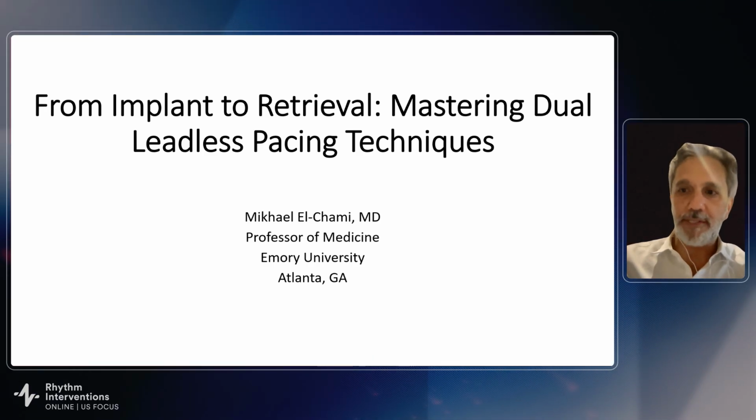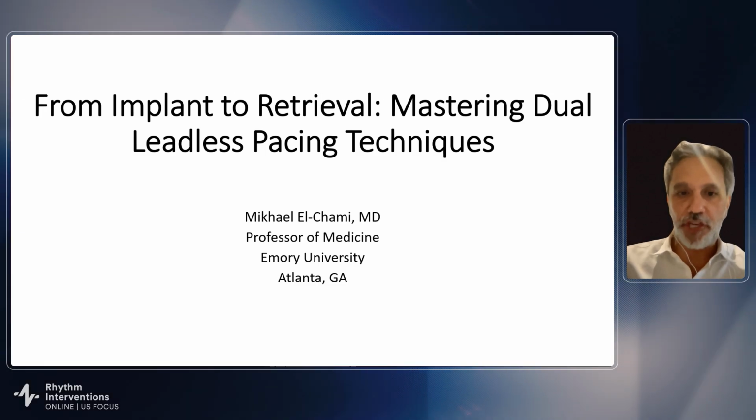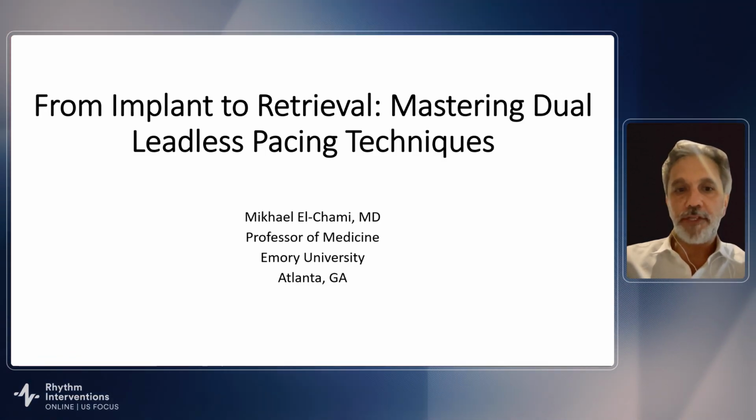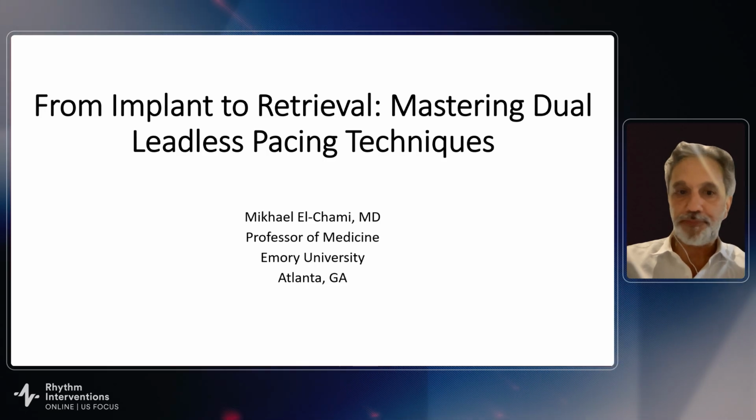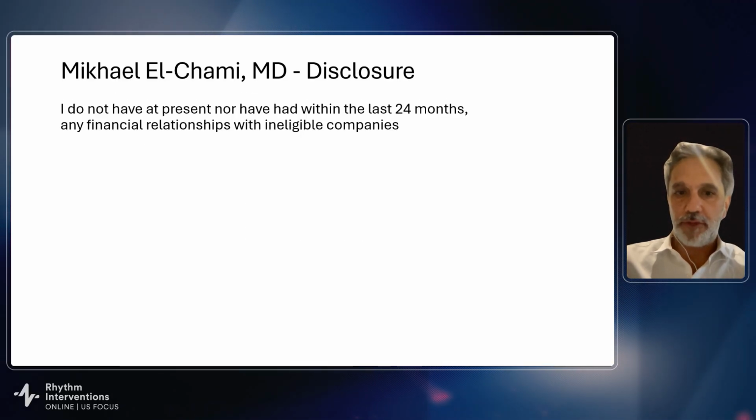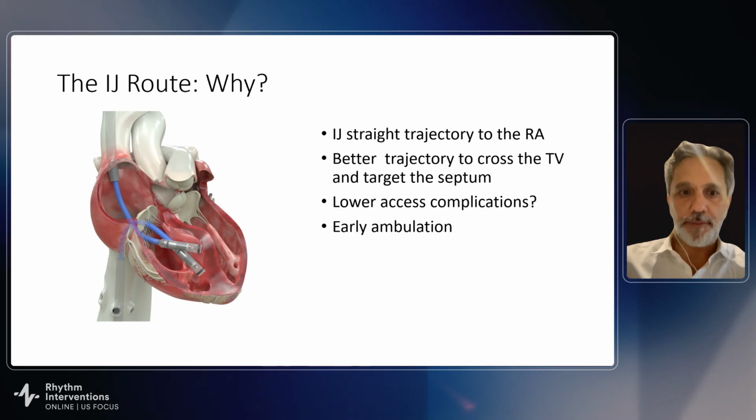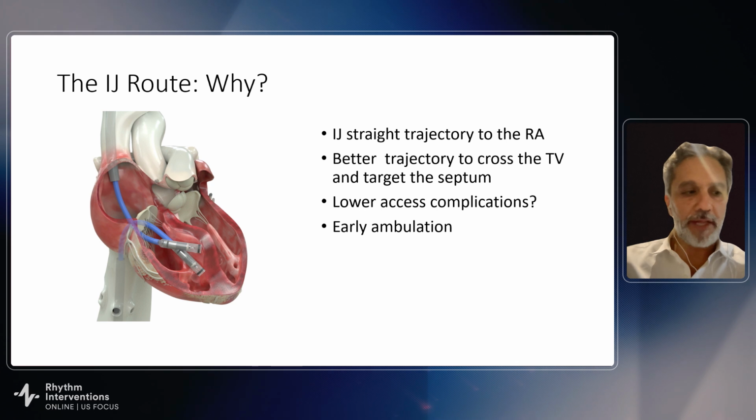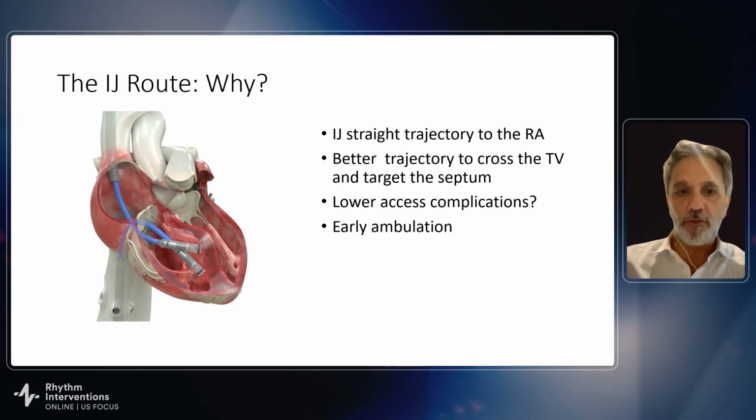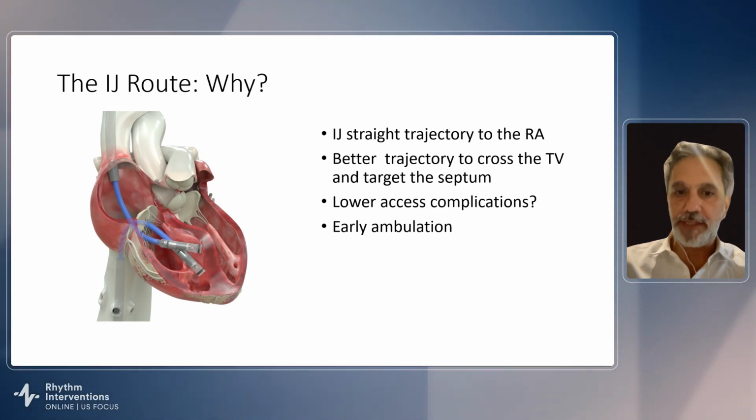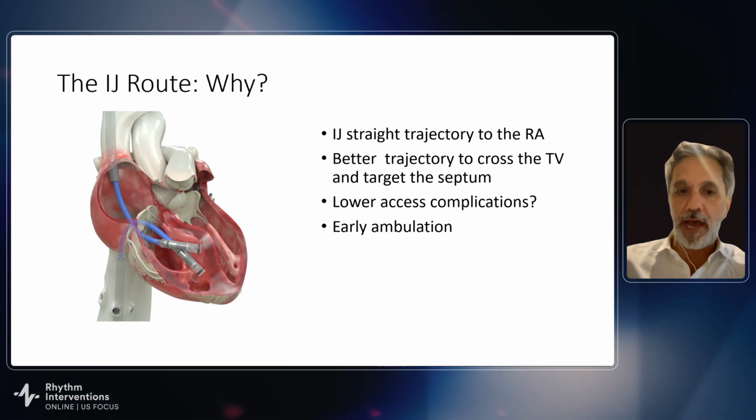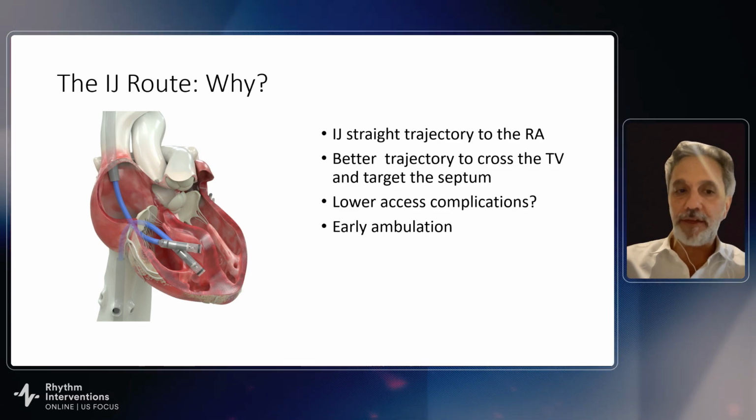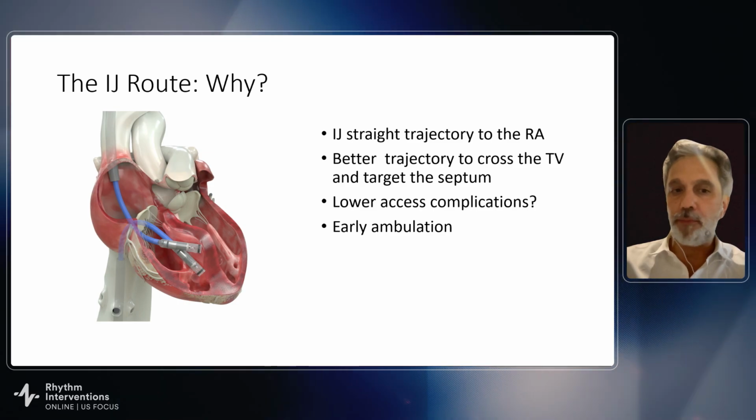So I was asked to show a case of an IJ access, but first I'll have a short presentation. These are my disclosures. So why IJ access? If you look at this cartoon on the left side of the slide, you can see that the IJ is almost always a straight trajectory to the right atrium. It also gives an anterior trajectory with easier access to cross the tricuspid valve and point to the septum.